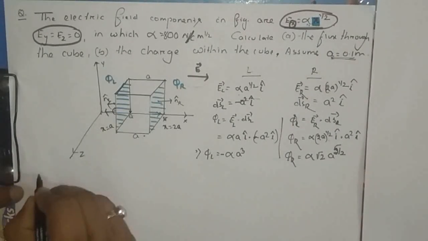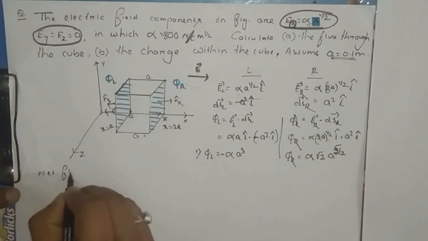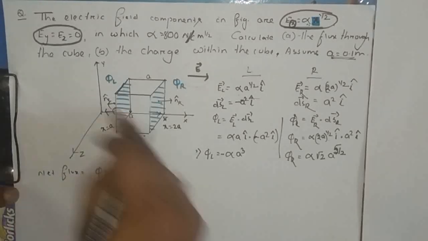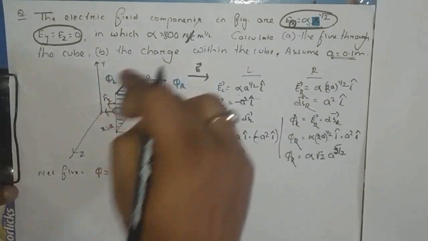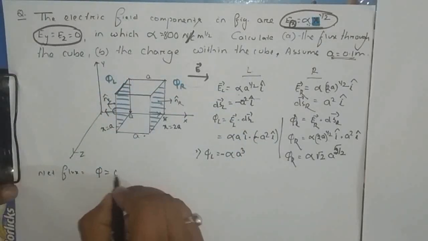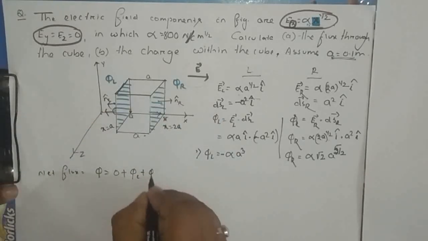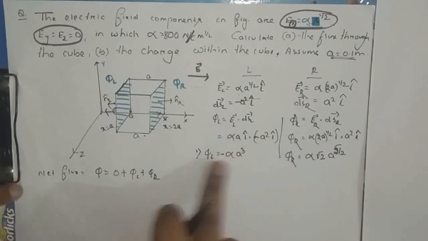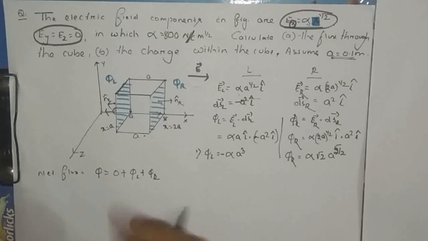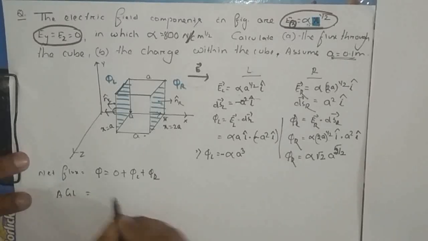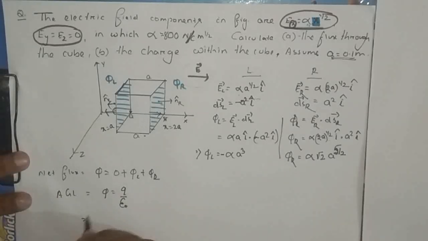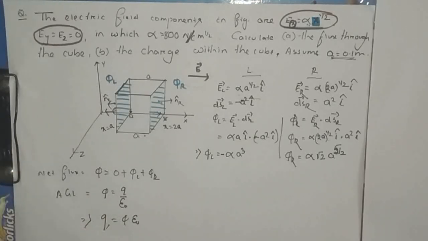Now what is the net flux? The net flux will be equal to, for the 6 sides, the remaining 4 sides all have flux 0, plus left hand side flux plus right hand side flux. After adding this, you will get the net flux. Then applying Gauss law, net flux equal to Q by epsilon naught. So from here you will get Q equal to flux into epsilon naught. After getting that, you will get the charge.